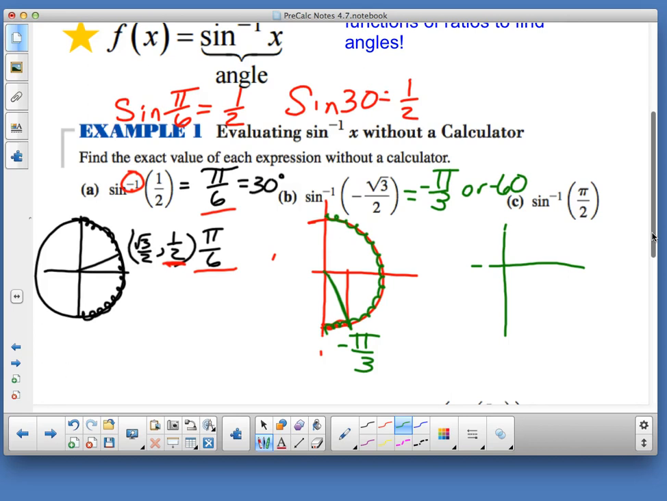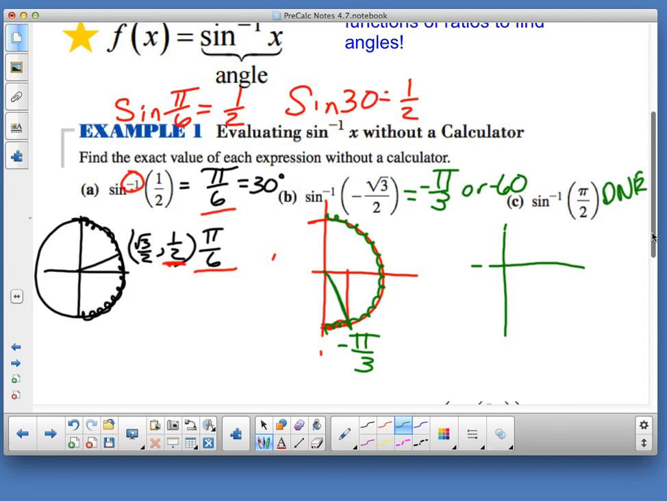Okay, it's 1.7. Is that inside? Oh, it's 1.57. Okay, so we got 1.57. It's bigger than 1, right? What will happen if I put that in my sine inverse function? What will happen? Error. Why? What's the domain? It's outside of it. So this is DNE.